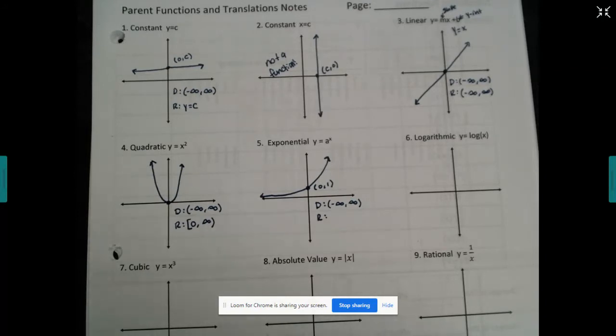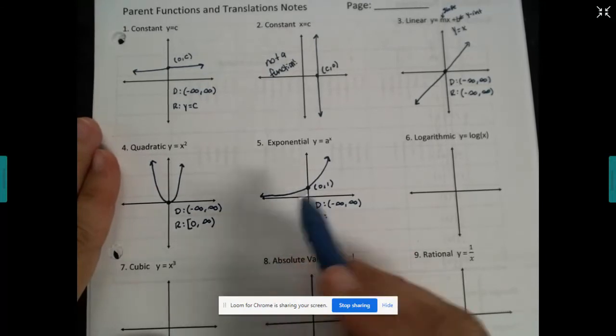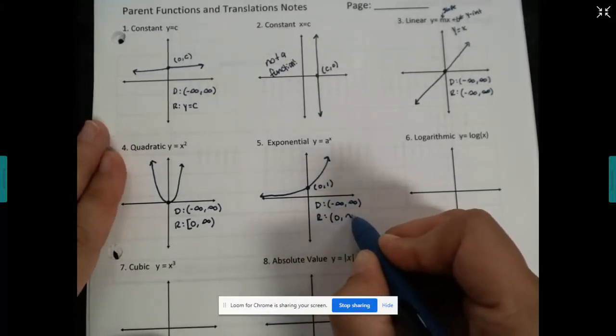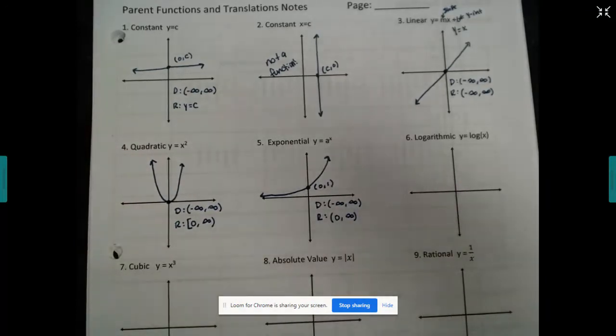And then for the range, even though it has an arrow on that side, it has what's called an asymptote. So when you have any number raised to a power, it's never going to be a negative number. It's either going to be a really tiny decimal or a bigger number. So it gets super close to the x-axis, but it never actually touches it. So our range is from 0 to infinity. And we want to use a parenthesis with that 0 because, again, it never actually equals 0. Just gets super close.